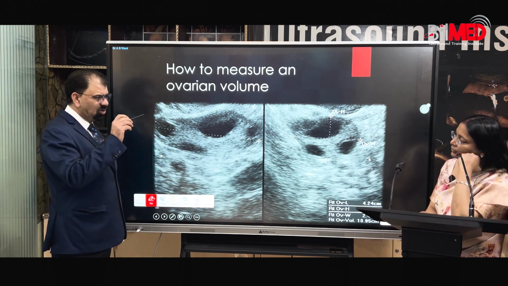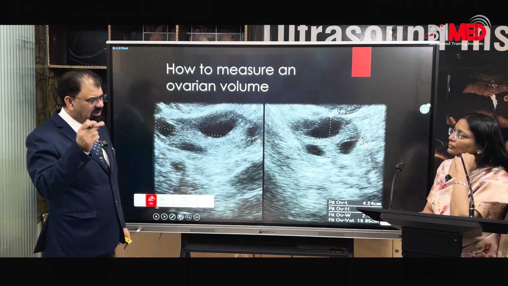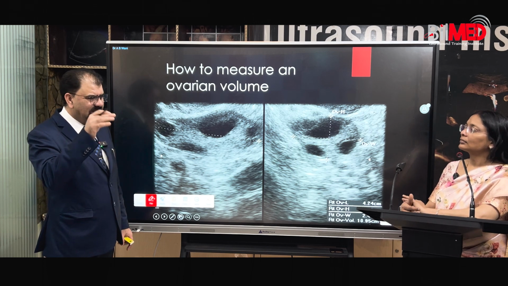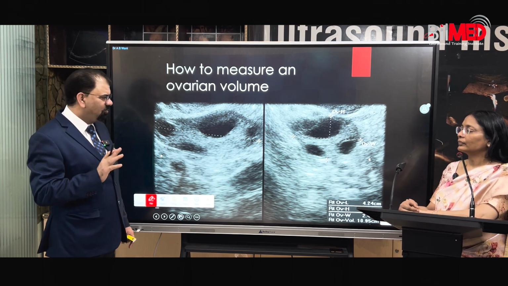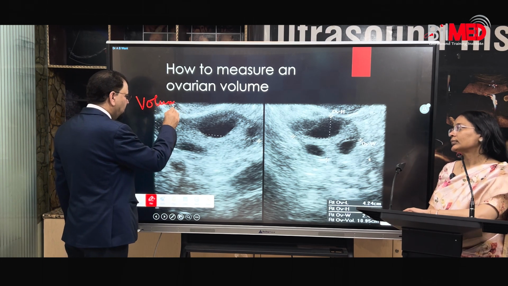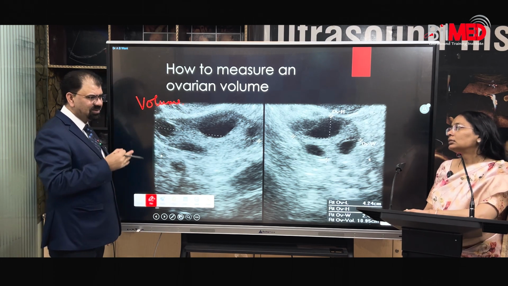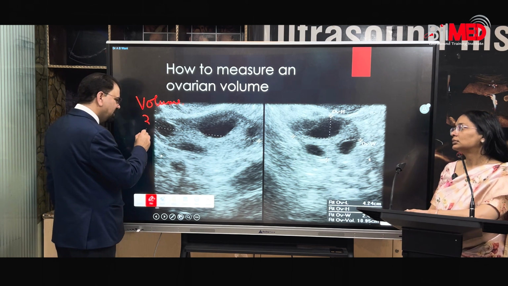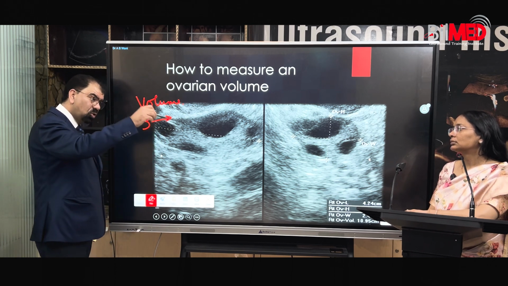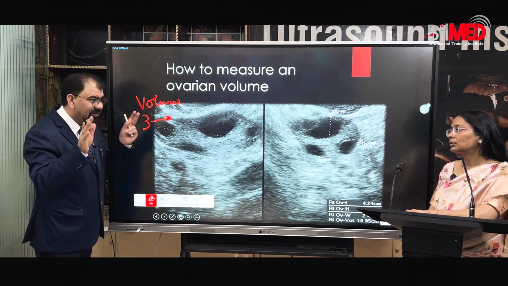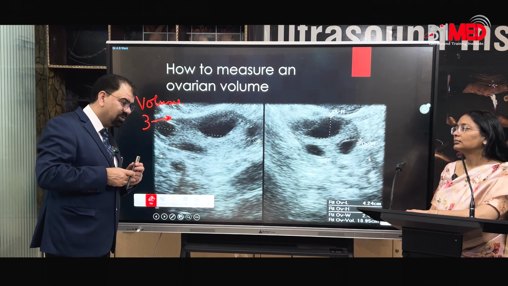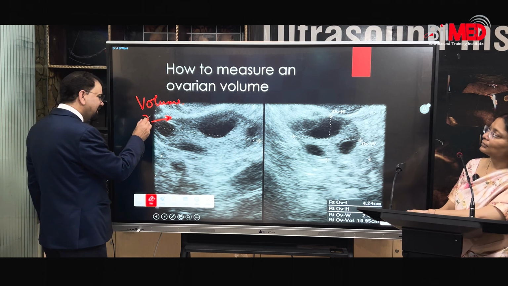Now, the machine is born blind. The machine neither has a brain nor eyes. The machine is not thinking. The machine is obeying your commands. Whenever you press the volume button, the machine asks for three measurements. These three measurements have to be given by you to the machine. The machine cannot tell you, no doctor, you are taking it wrong, take it like this.